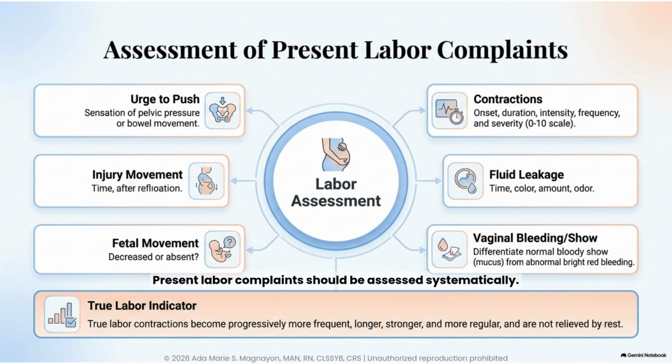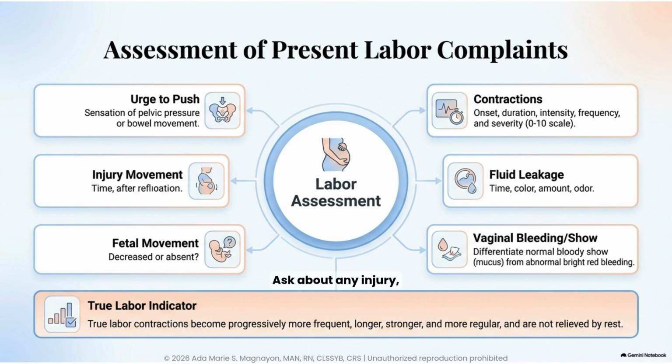Present labor complaints should be assessed systematically. For contractions, ask about onset, frequency, duration, intensity, regularity, and perceived severity. Frequency is measured from the beginning of one contraction to the beginning of the next, while duration is measured from the beginning to the end of the same contraction. Ask whether the patient feels pelvic pressure, an urge to have a bowel movement, or an urge to push. These may indicate rapid labor progress or imminent birth.